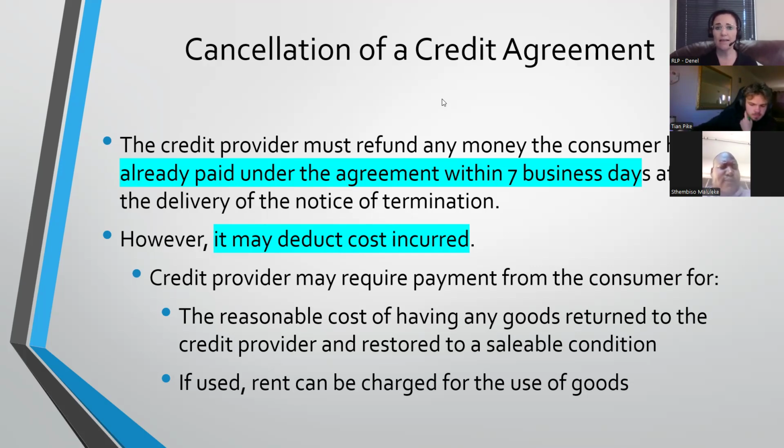So basically, the credit provider had some expenses to make sure this item was in a certain condition when it was sold to you. If you use that item for 4 days or 5 days before returning it, they are allowed to charge you for the cost of getting it into the exact same condition that it was sold to you. And if it's a used item, they are allowed to charge rent for the use of the goods for the time that you had it in your possession.